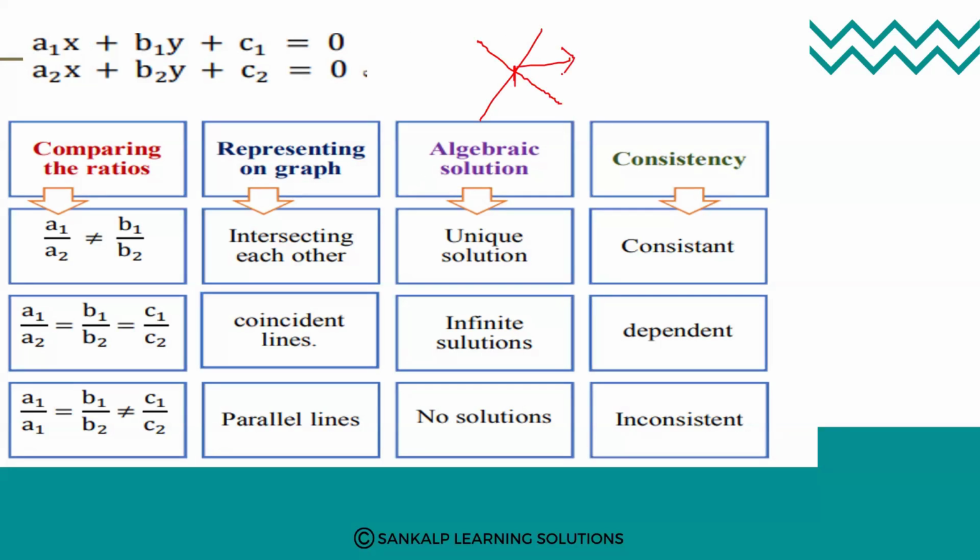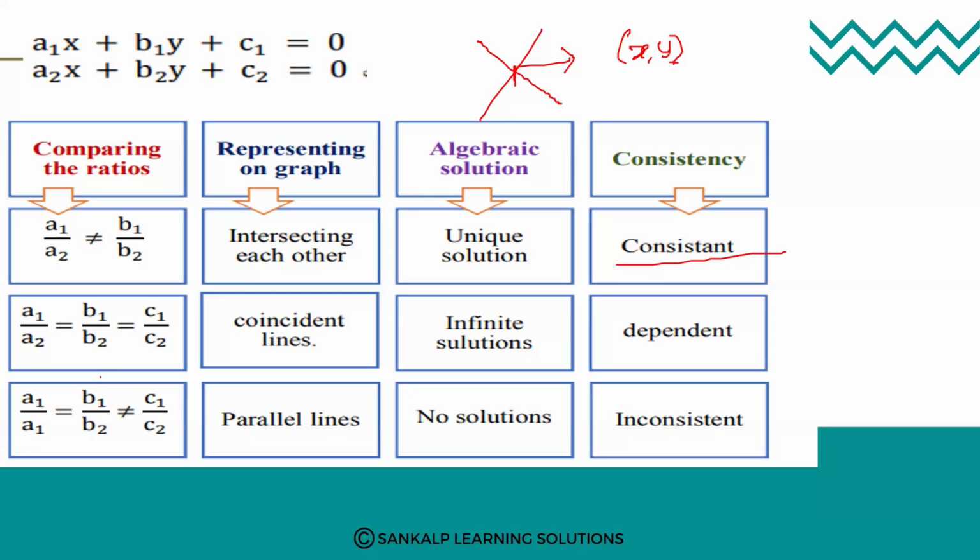That means it has a unique solution, right? Unique solution means what? It will intersect at a particular point. Here you will get x value and y value, right? So such type of graphs has a unique solution, and that type of graphs are consistent.